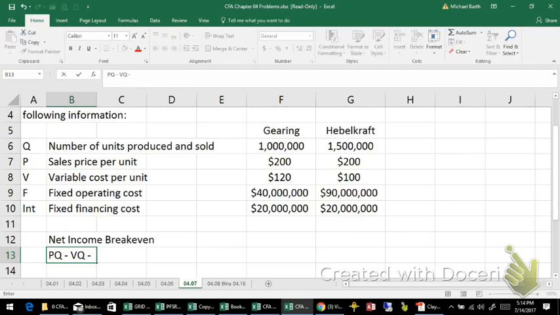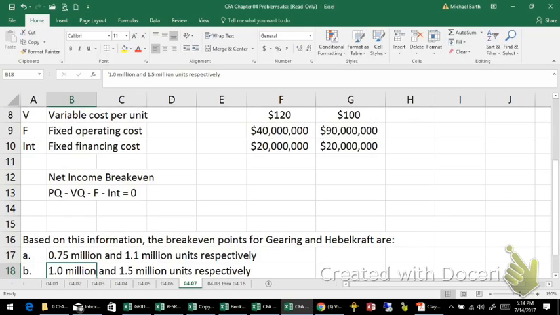Subtract the fixed operating costs, that's the selling, general, and admin, and all the other operating expenses. And then subtract the interest expense. The point where that is exactly equal to zero would be my net income break-even level. Okay, so trying to figure out how many units I've got to sell, because the question's asking me how many units we need to produce.